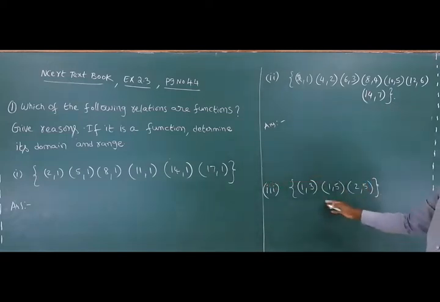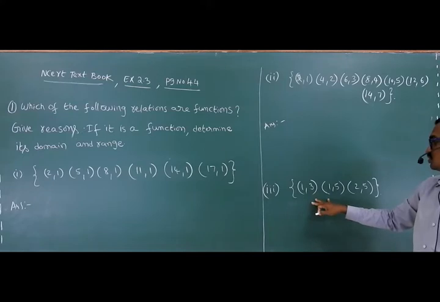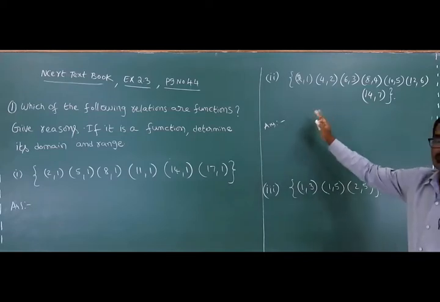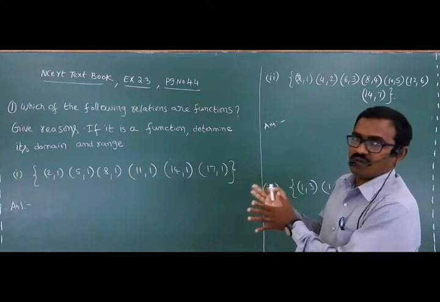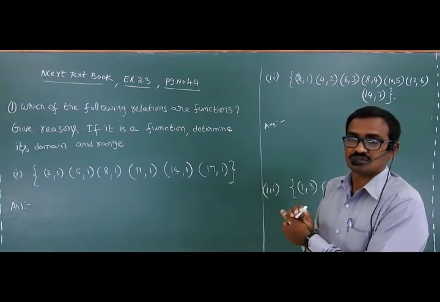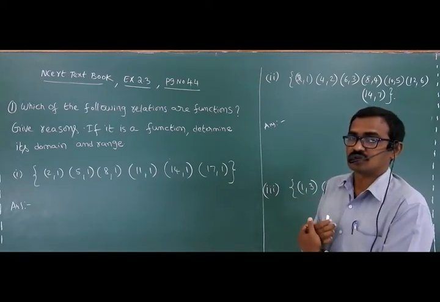Now come to this one. Are all the first elements of the ordered pairs distinct? No, the first elements of these two ordered pairs are the same. So this is not a function, but the remaining two are functions. Give reasons for that one. What is the reason behind that one? This is one way of explanation, one method. Another method is also there, another reason also. We can give that one also.